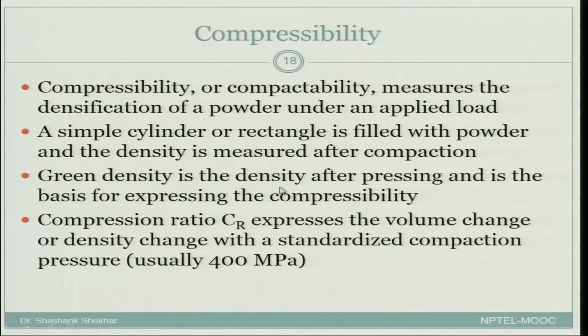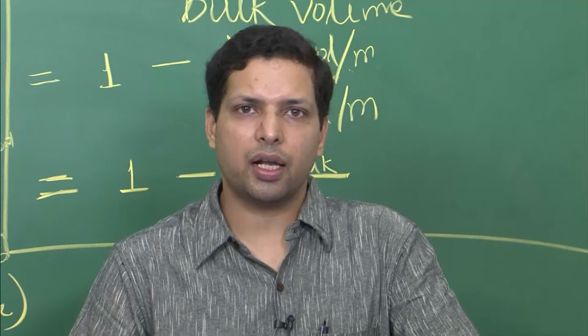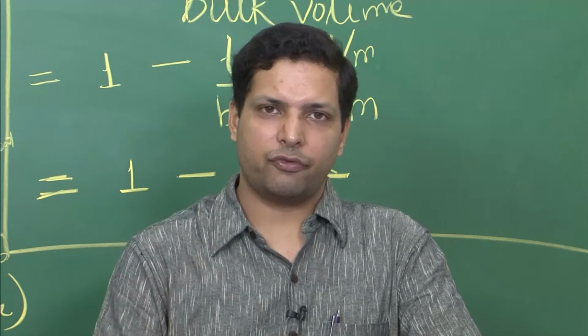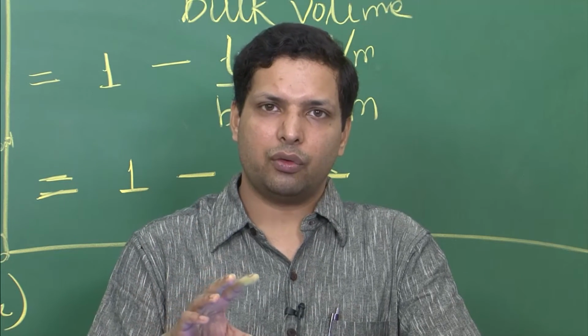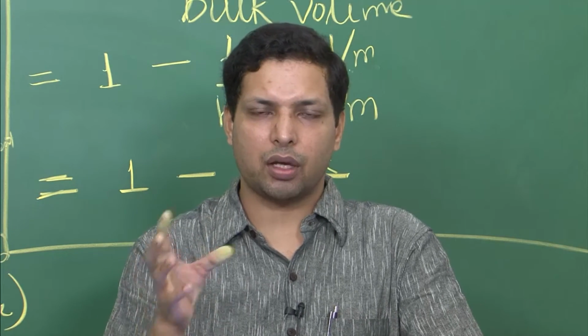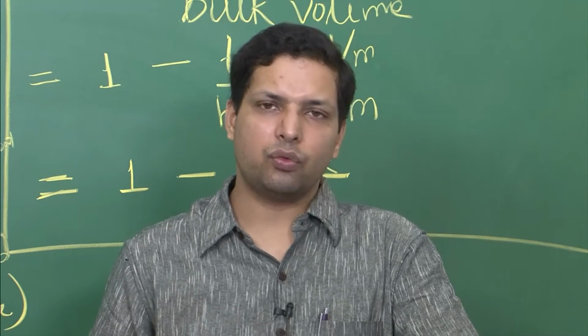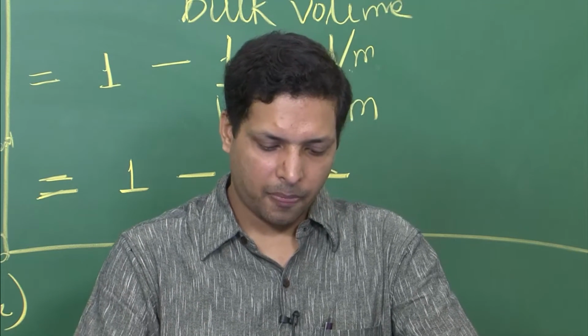So, green density is the density after pressing. After pressing you get the green density, and even before you have pressed it, there will be some density that you can call the tap density. So, you first get the tap density, which includes not only the open pores and the closed pores, but also some volume in between the particles. Then you compress it and you get what is called the green density.